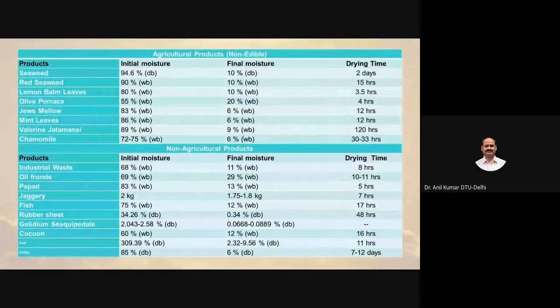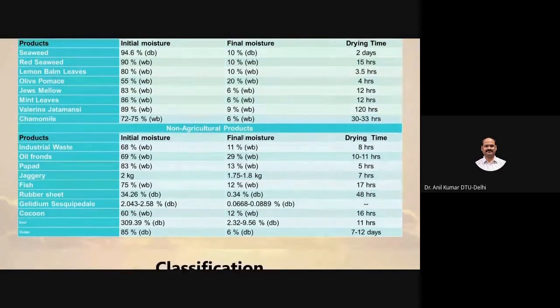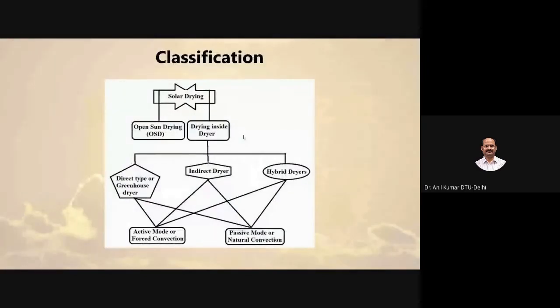These are some products: seaweed, red seaweed, lemon, olive oil, some fish and so on. So the solar drying system can be classified like this: open sun drying, which is the traditional conventional drying, and then direct, indirect, and hybrid dryers. So basically this is the direct, indirect, and hybrid dryer classification.